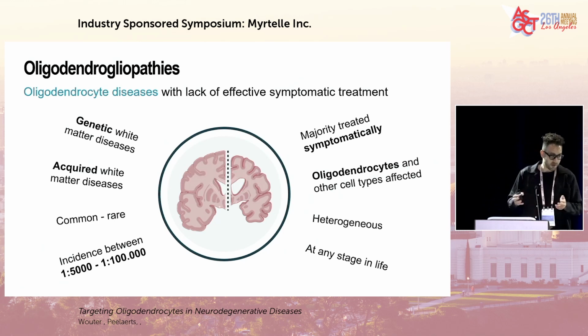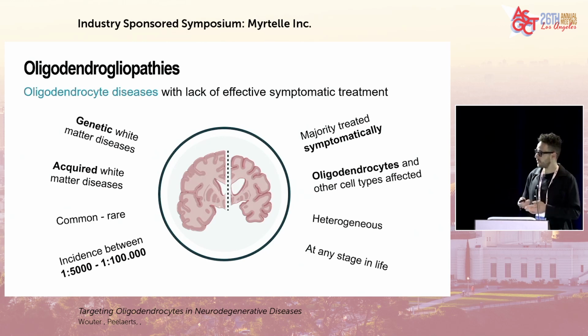The focus here, obviously, is oligodendrogliopathies, which I believe is an expanding spectrum of diseases that includes the leukodystrophies and encephalopathies, but also, for instance, synucleinopathies or tauopathies. It's an incredibly wide spectrum of incredibly heterogeneous diseases, which can arise because of genetic causes, but can also be acquired. They can be common or rare, with incidences between 1 in 5,000 and 1 in 100,000 people. Most, if not all, cases of primary oligodendrogliopathies are treated symptomatically.